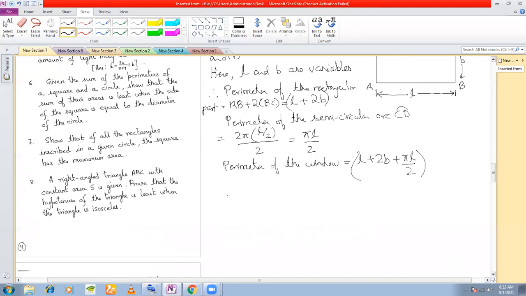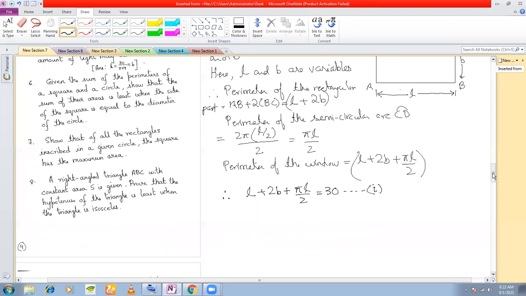So how much is this given? Therefore, L plus 2B plus pi L by 2, perimeter of the window is given to be 30, right? Okay. So this, call this 1. Now this relation is very important because later on, the function that we are going to find, which we want to maximize or minimize, this function will be helpful in reducing the number of variables of that function. Okay.